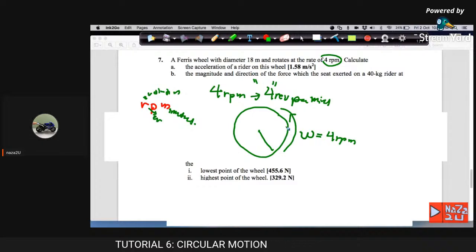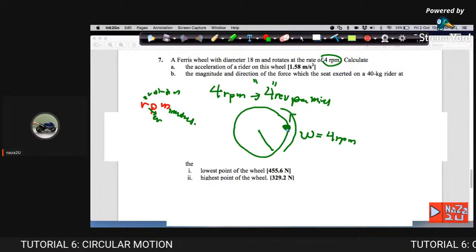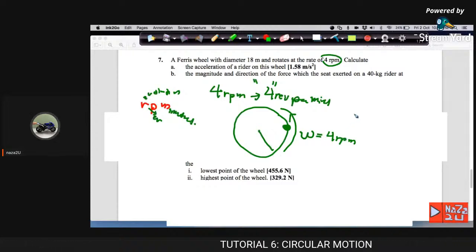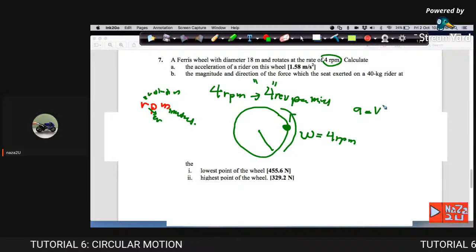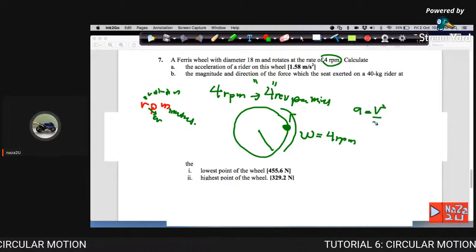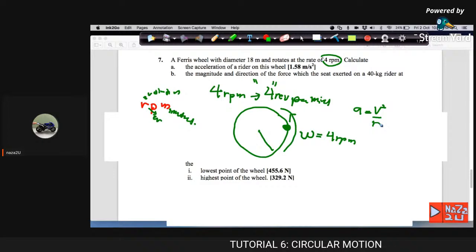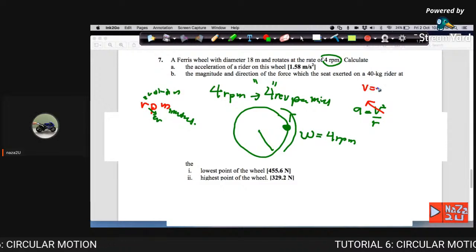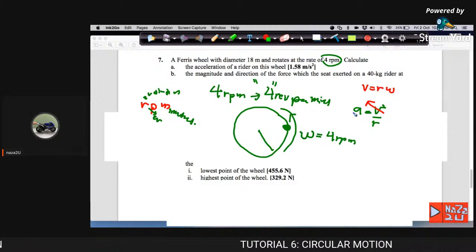So now, acceleration of the rider. So berapakah dia punya rider ni, dia punya acceleration. So to calculate the acceleration, we have the acceleration is equal to V squared divided by R. So now how to calculate the V? To calculate the V here, you can use V is equal to R omega. So radius here is 80 meter.